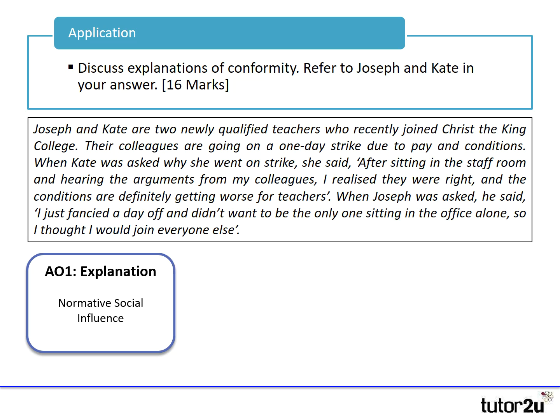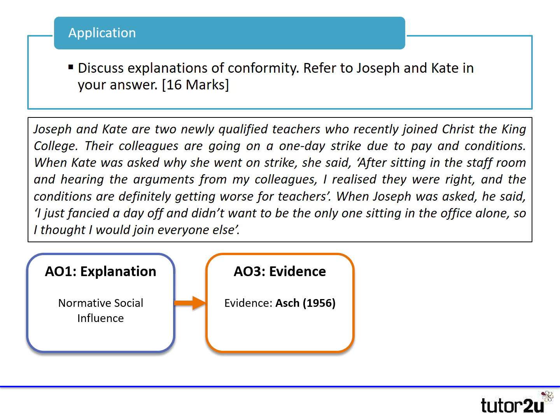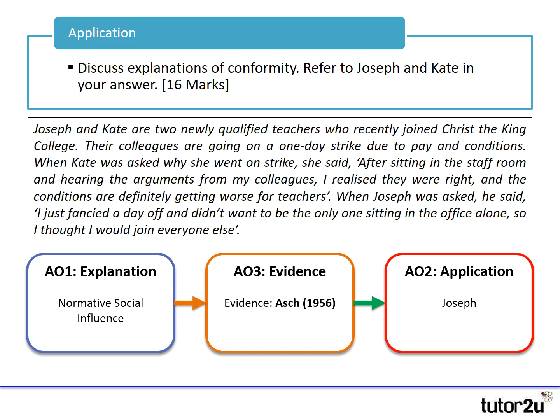You bring in your evidence, your normative social influence. You bring in your explanation, your normative social influence, your AO1. You then bring in your evidence, your Asch. This time round, you don't need your further evaluation. Remember, there's not as many marks for evaluation here. What you do need, though, is your AO2, your application.